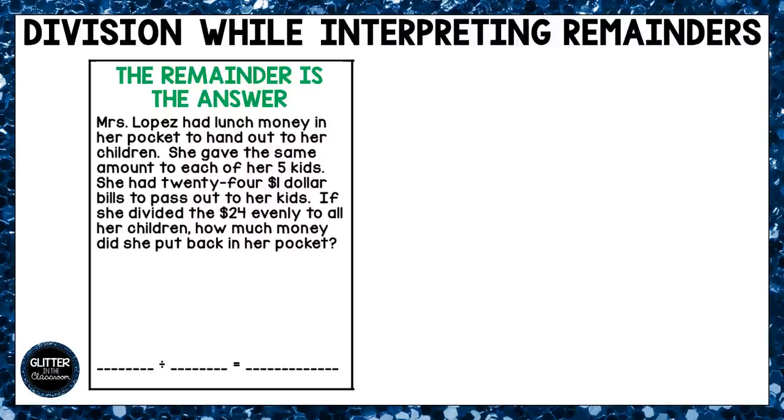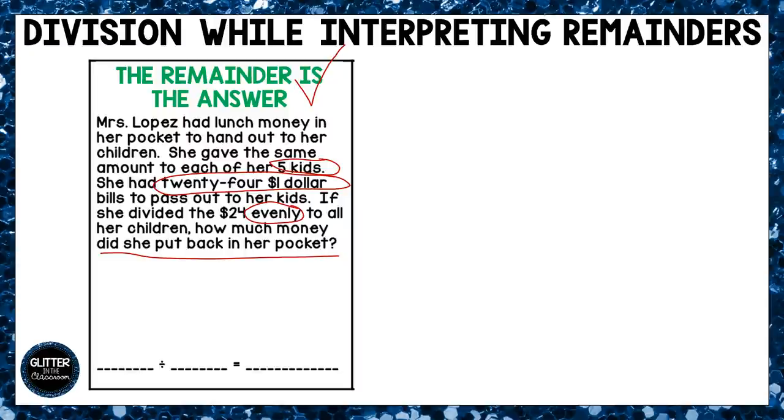Okay, let's talk about division where the remainder is actually your answer. Mrs. Lopez had lunch money in her pocket to hand out to her children. She gave the same amount to each of her 5 kids. She had 24 $1 bills to pass out to her kids. If she divided the $24 evenly to all her children, how much money did she put back in her pocket?